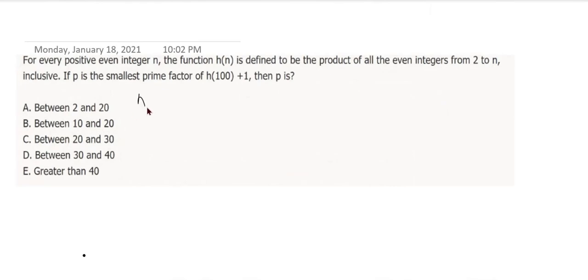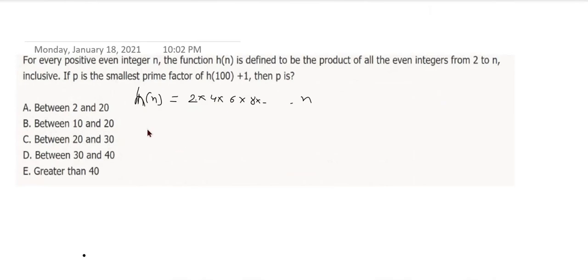How is this h(n) defined? It says product of even numbers from 2 to n. So it will be 2 multiplied by 4 multiplied by 6 into 8, all the way up to whatever is n. It is a product of every positive even integer from 2 to n.